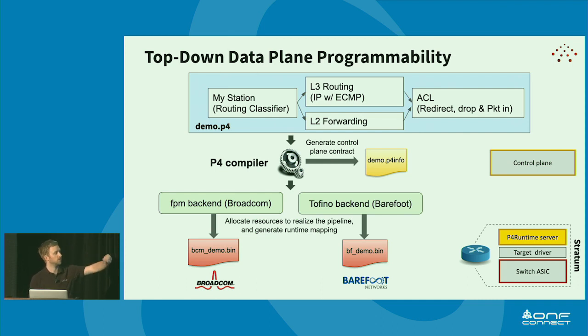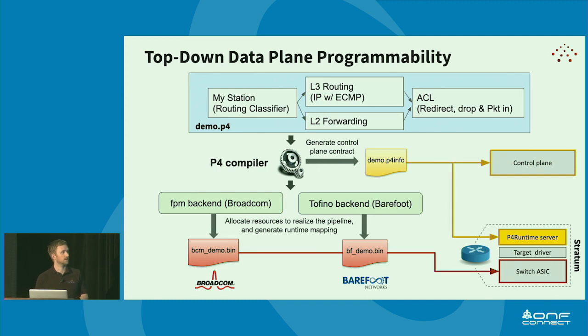This contract, or P4 info, plus the binary output, is fed into our control plane. The contract goes to the control plane and the P4 runtime server. And then the resource mapping goes down to the switching ASIC. We do some initialization, and then the target driver manages runtime mapping of rules coming from the server. To communicate between the control plane and data plane, we use something called P4 runtime, which is a gRPC-based service defined in protobuf, and is largely work that was evolved from the OpenFlow specification.